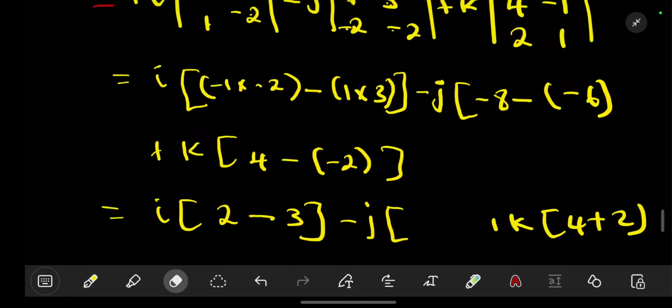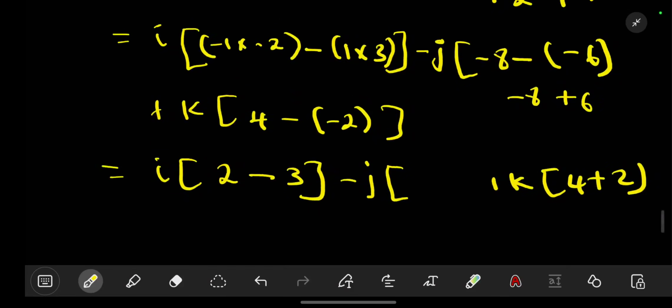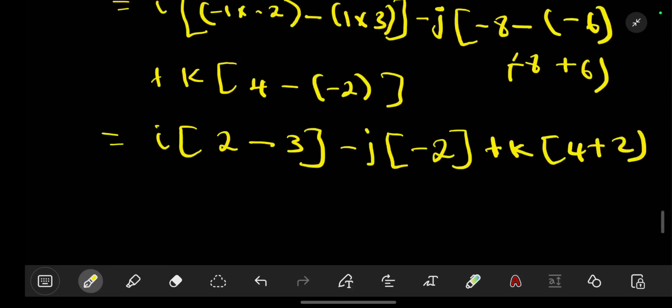our, so here I can just do it like this. So we have negative 8 plus our 6, which will give us a value of negative 2 like that. Then we have plus k like that. So each and everything is okay there.